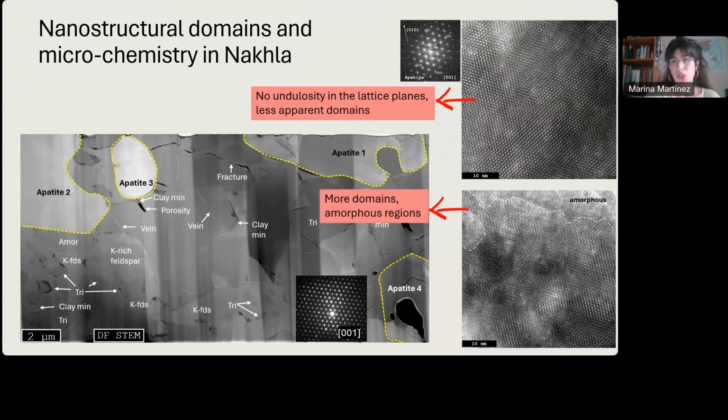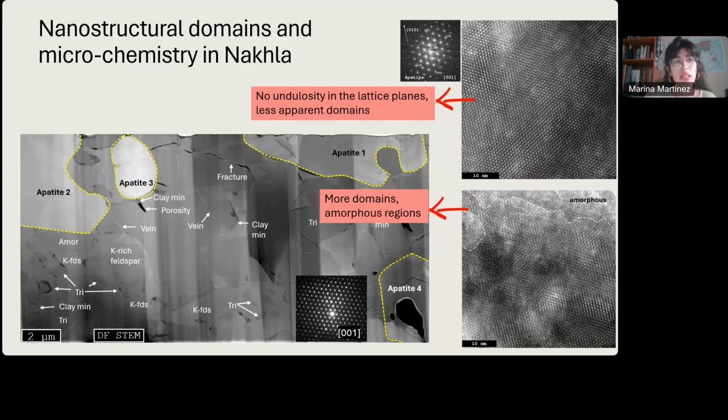And we also saw that some apatite grains show amorphous regions that were indicative of later secondary alteration that probably were also causing the clay minerals around the fusion section. But the domains were present in some areas and they were not in others.